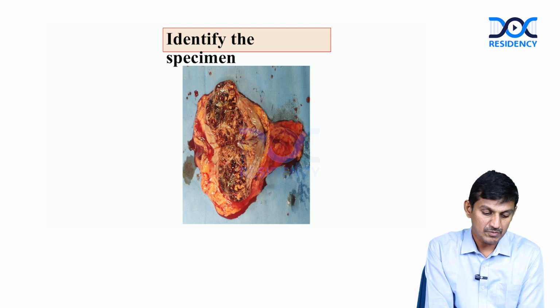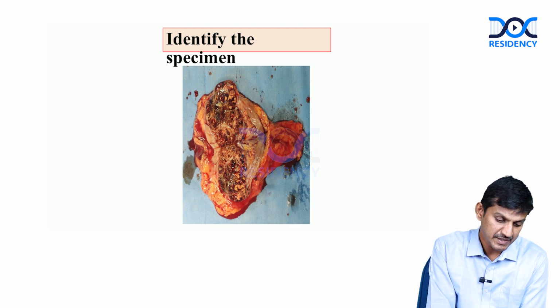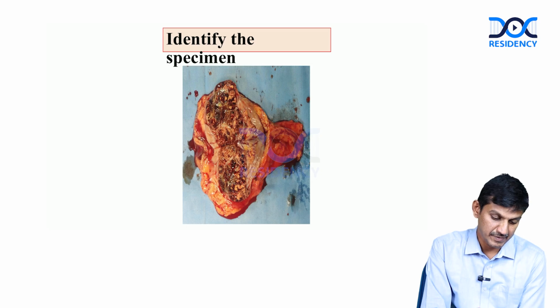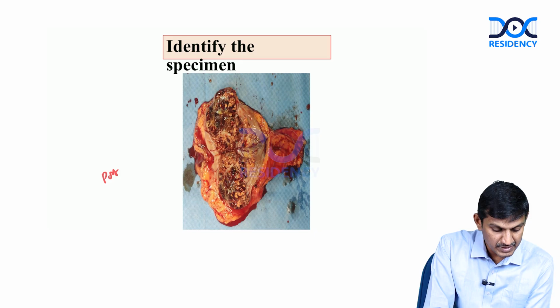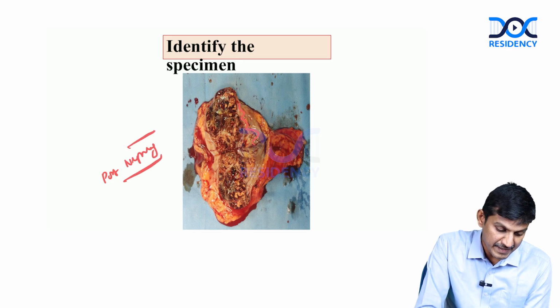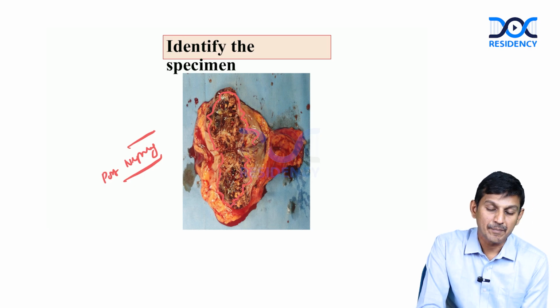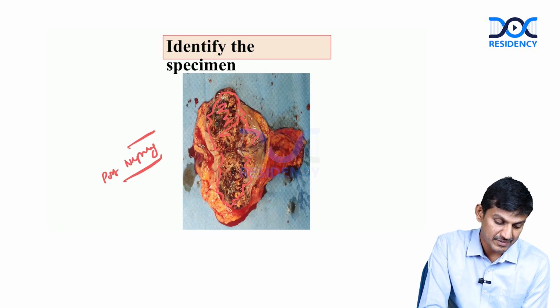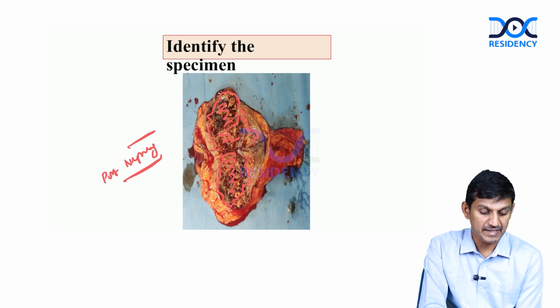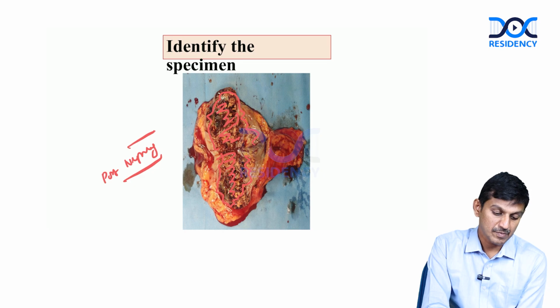Okay. Now we'll come to some specimens. What you see here is a post-operative specimen. Probably this is a case of a post-nephrectomy specimen. You see a big variegated tumor in the bivalved specimen of the kidney, almost completely occupying the entire kidney. So this is probably a case of a renal cell carcinoma.